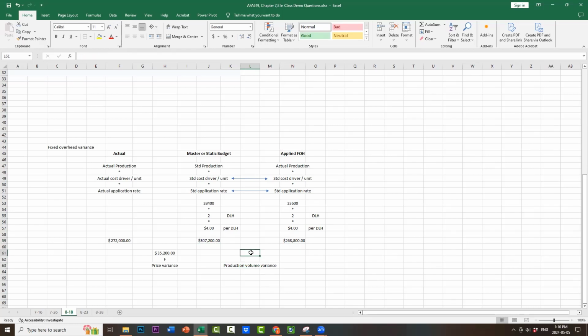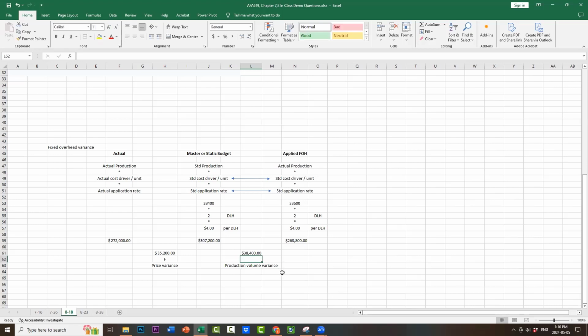I know this is the production volume variance. So I'm going to take the difference between these two, larger minus the smaller. I don't care if it's positive or negative, and I have to decide whether this is favorable or unfavorable. You can see that the standard cost driver is identical and the standard application rate is identical. If those two things are identical, the only reason that there's a difference is because the standard production and the actual production are different. How do we decide whether this is favorable or unfavorable? We only look at the thing that is different. When is it unfavorable? When is it favorable?